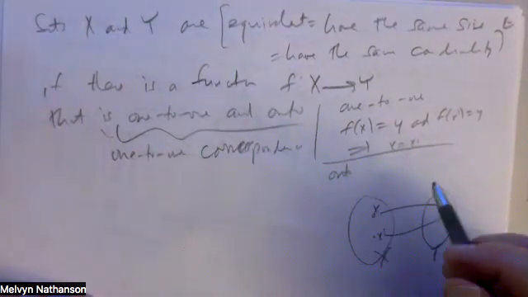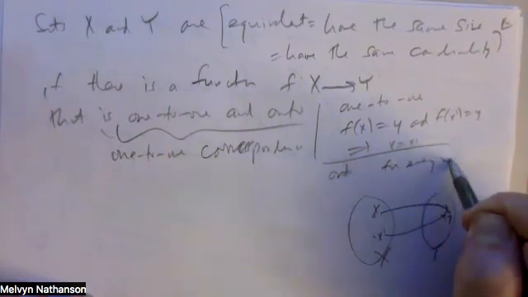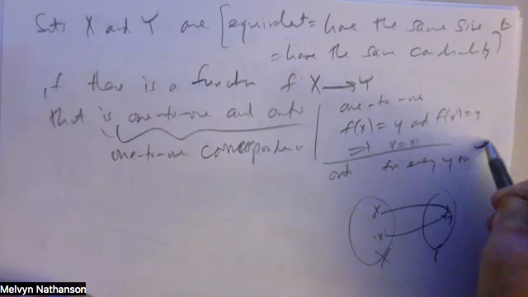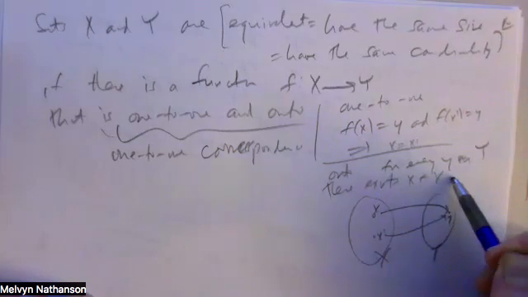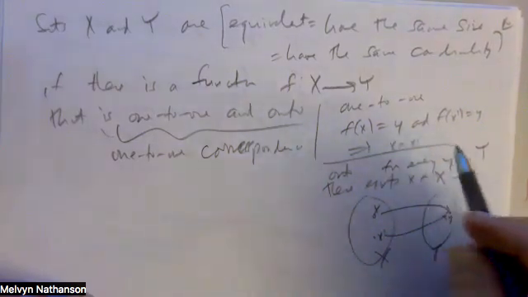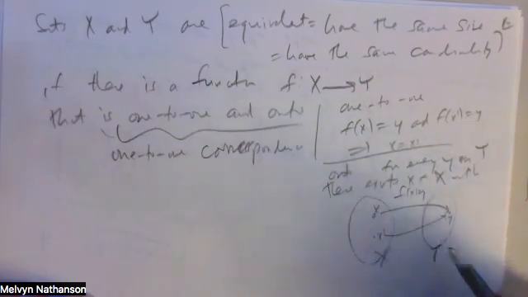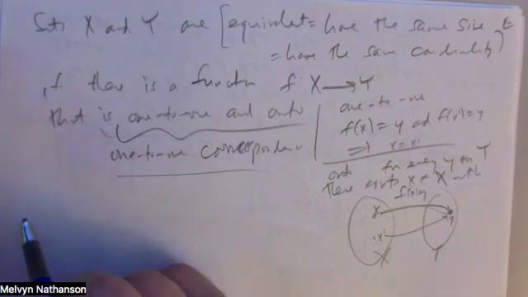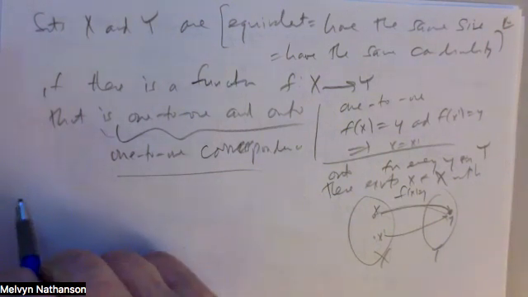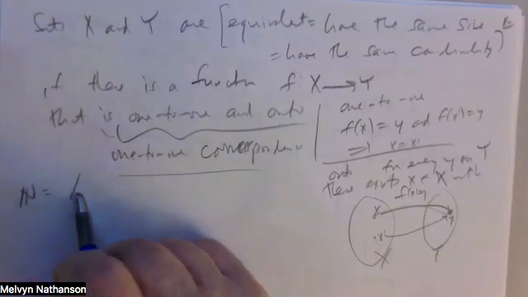And a function is onto if for every y, there exists an x in X with f(x) equal to y. For every y, some element in X maps to y. So Cantor's definition of sets having the same number of elements is that there's a one-to-one correspondence between the sets. So this, for example, suppose I take the positive integers.